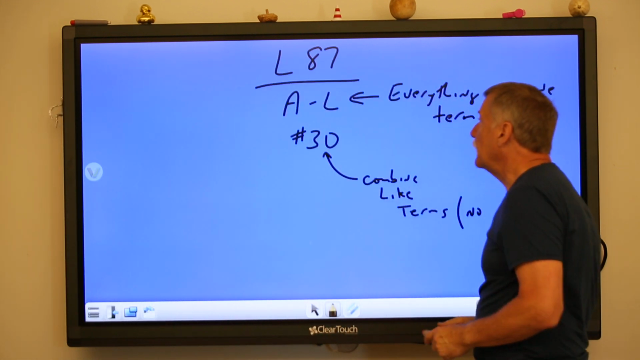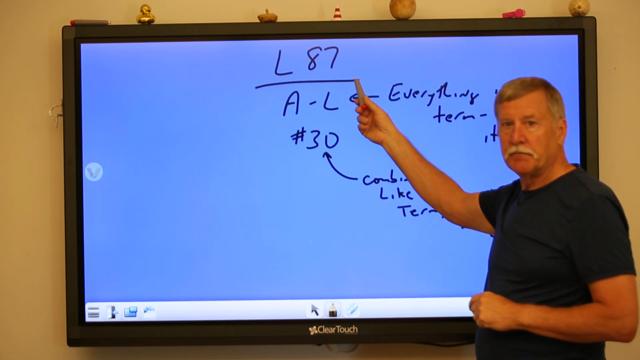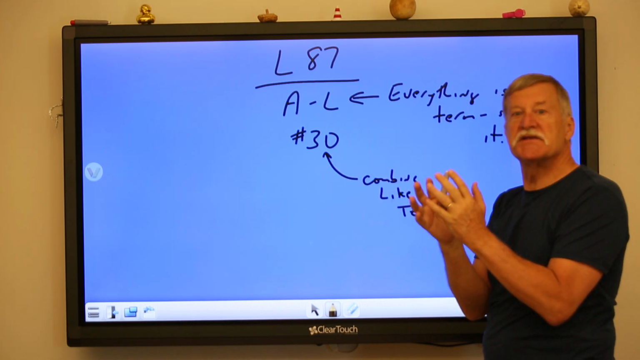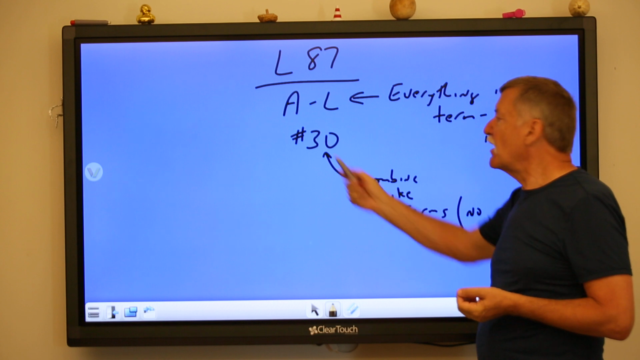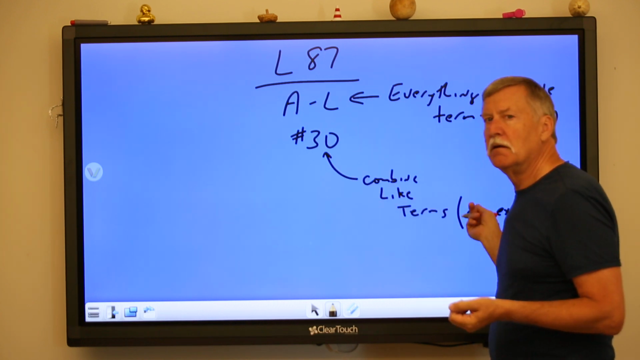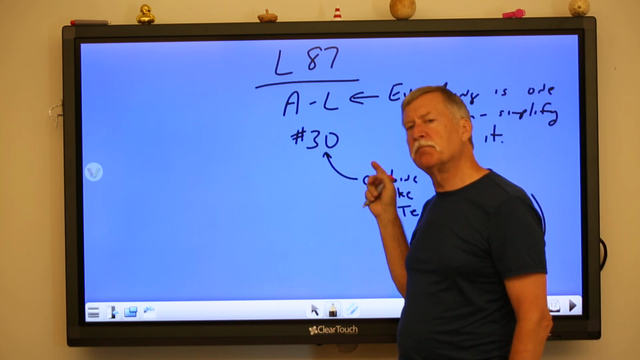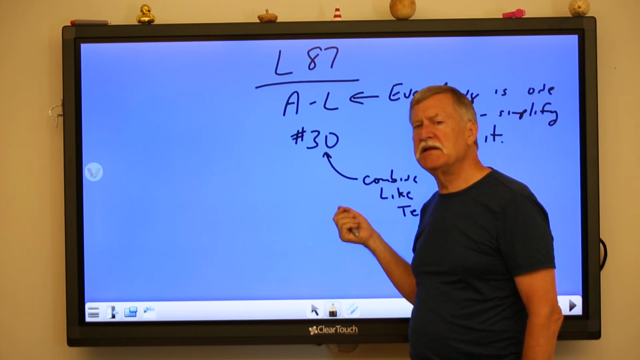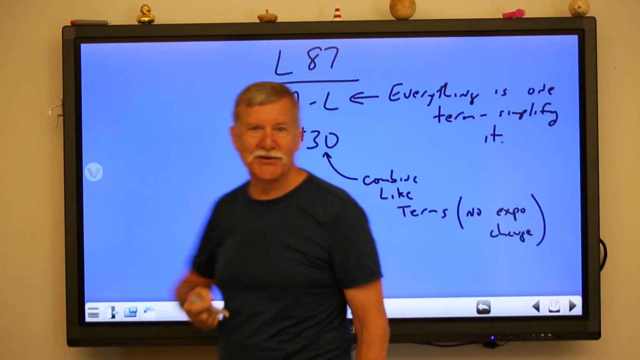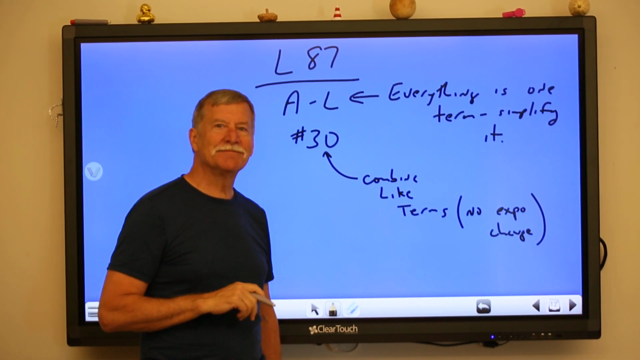All right. So give this a try. Lesson 87, A to L. Now, A to L, everything is one term, and you're simply simplifying it by multiplying. But I threw in number 30 here because that's a combine like terms, all right? Please, the biggest mistake people make is they start mixing up multiplying with combining. Please don't change the exponents on number 30 when you combine like terms, and everything will be just fine. All right? We'll see you later.